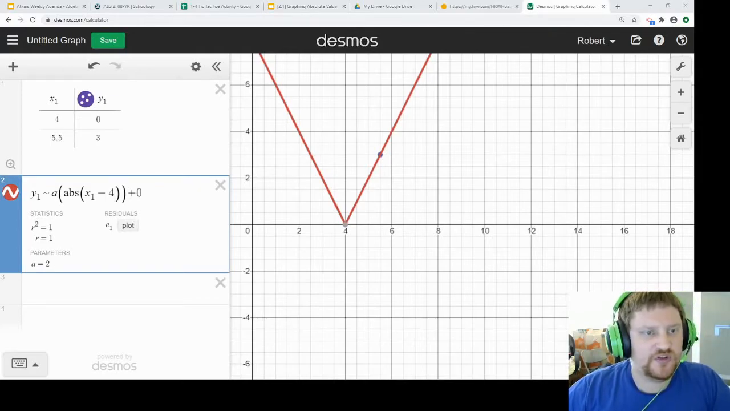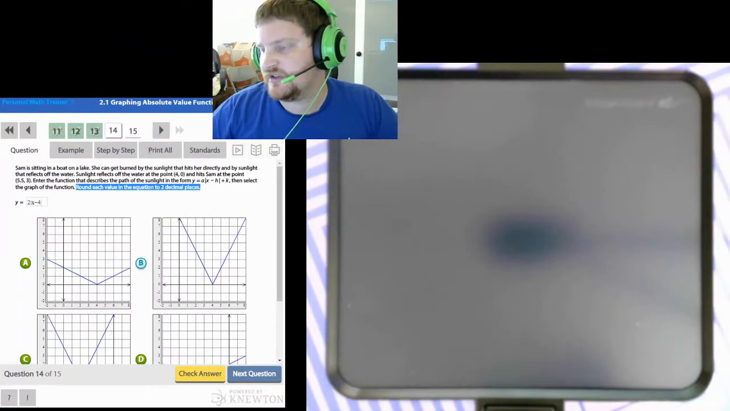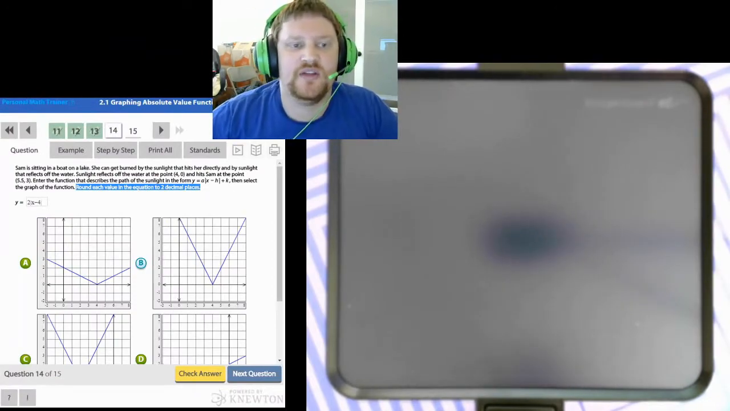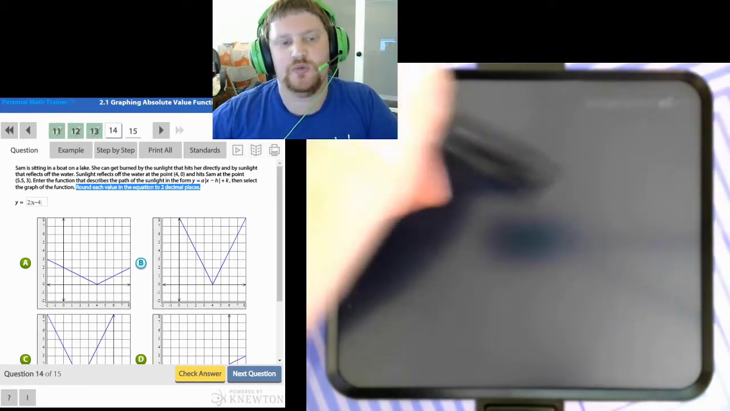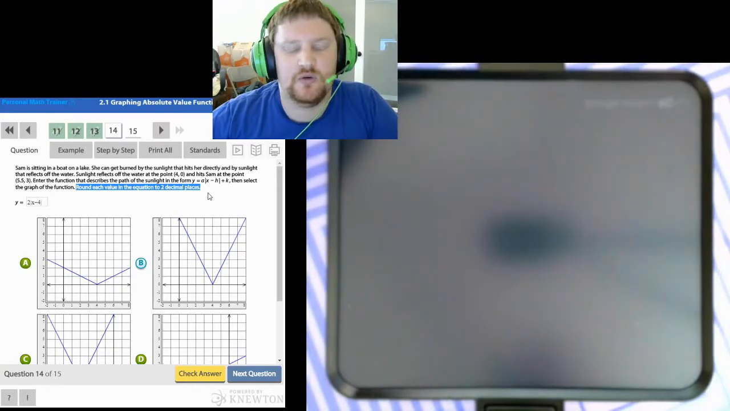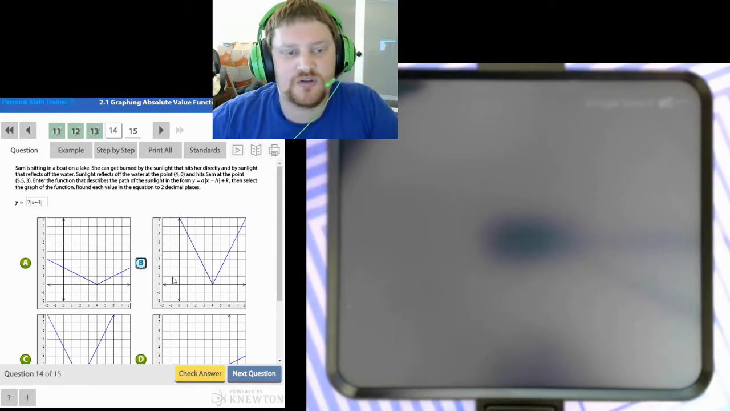So humorously, they told us to round each value in the equation to 2 decimal places. That was why I actually decided to go with the Desmos method, because I didn't really want to sit here and calculate 2 decimal places by hand. So I went to Desmos to do the work for me, and it turned out that I didn't have to round anything. So we picked the graph that was at 4, 0 and had an opening of 2.